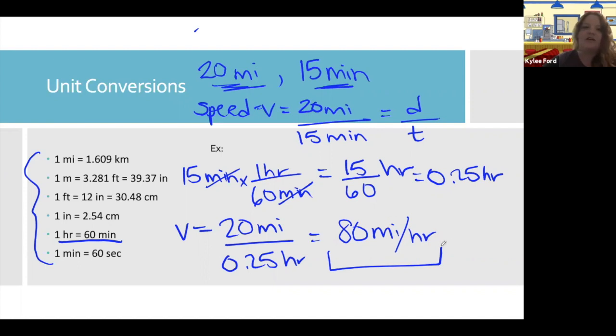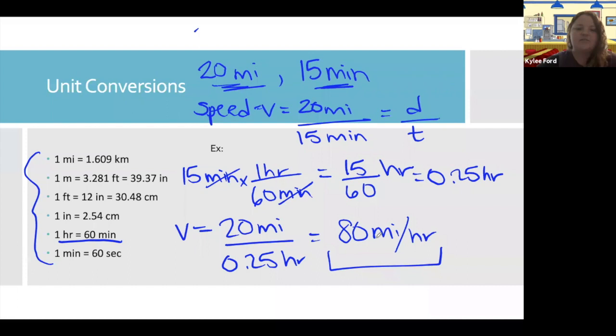Better safe than sorry. Okay, so these are the kind of unit conversions that you'll be using throughout the course. Maybe we'll add to this list later on, but for now, this should be okay.